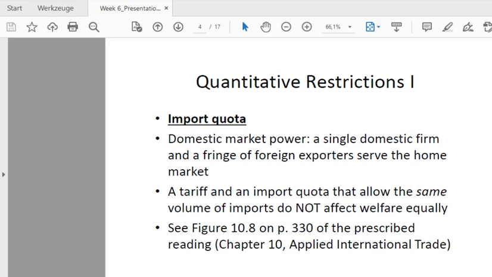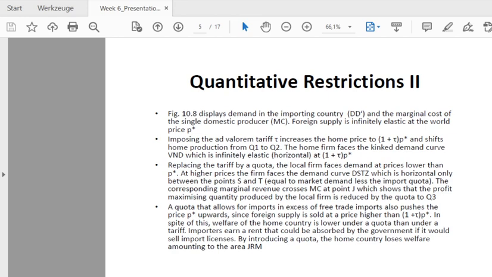If you take a look at figure 10.8 on page 330 of the prescribed reading, which is chapter 10 of the book Applied International Trade, you will see that figure 10.8 displays demand in the importing country and the marginal cost of the single domestic producer. Foreign supply is assumed to be infinitely elastic, so horizontal, at the world price P star. If we impose an ad valorem tariff tau, this tariff increases the home price from P star to P star multiplied by (1 plus tau), and shifts home production upwards from Q1 to Q2.